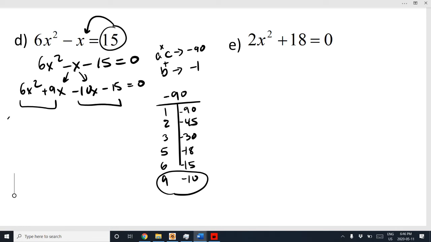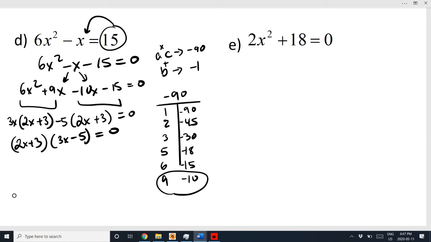From the first two, we can factor out a 3x, and that's going to leave us with a 2x plus 3. And we want to get the same factor in this bracket. So out of both of these, we can factor out a negative 5, and that leaves us with a 2x plus 3 over here. And then that's how we have our two factors. And now we'll factor by grouping. So we're going to get 2x plus 3 for one of ours, and the other one's going to be 3x minus 5.